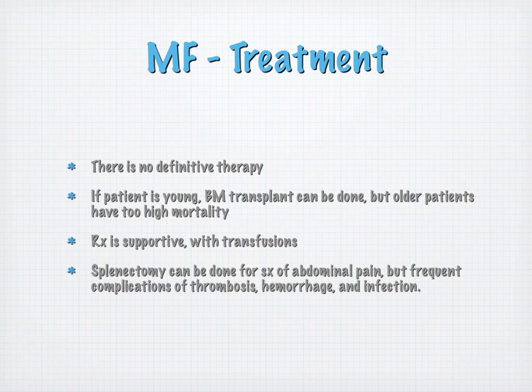And how do we treat it? Well, there's no definitive treatment. If the patient is young, a bone marrow transplant can be done, but the older patients have too high of a mortality for that. So typically the treatment is supportive with transfusions. Splenectomy can be done for symptoms of abdominal pain, but frequent complications of thrombosis, hemorrhage, and infection ensue.